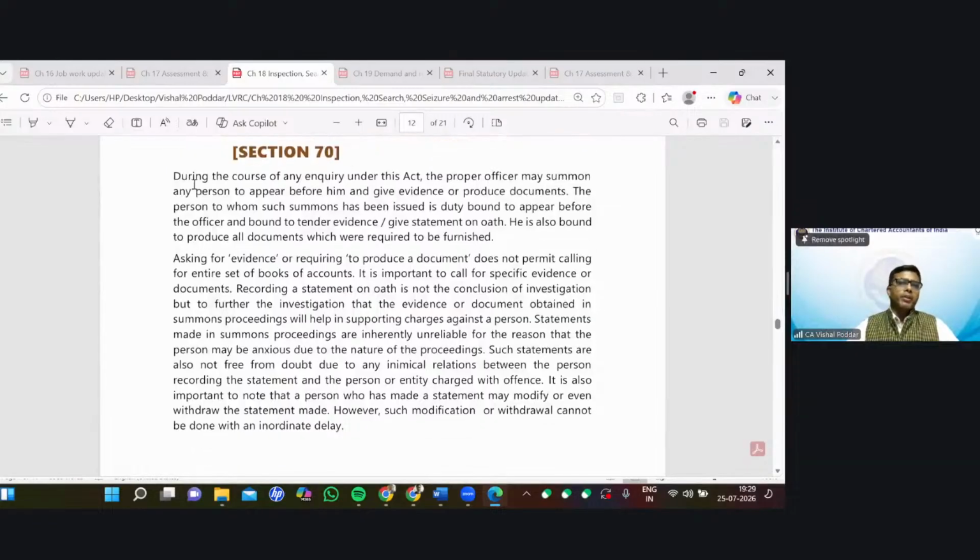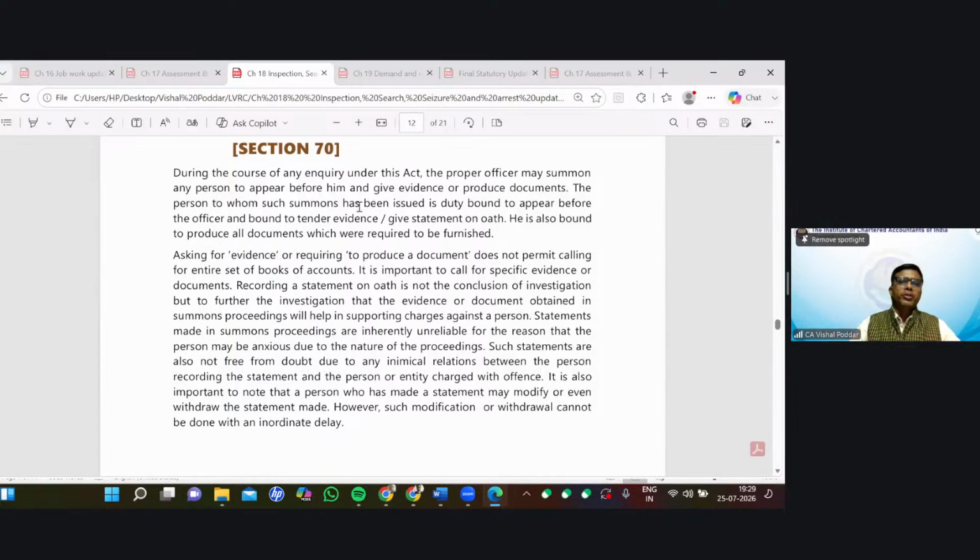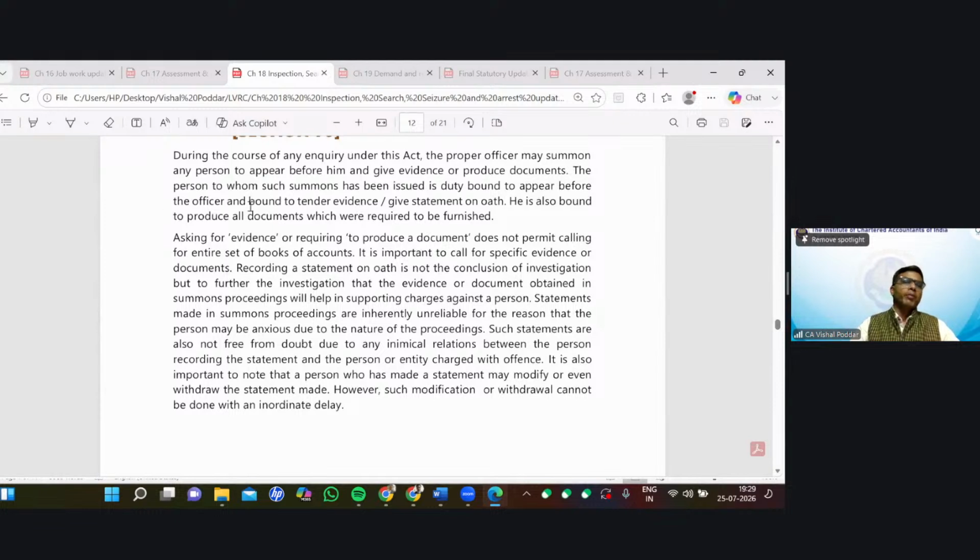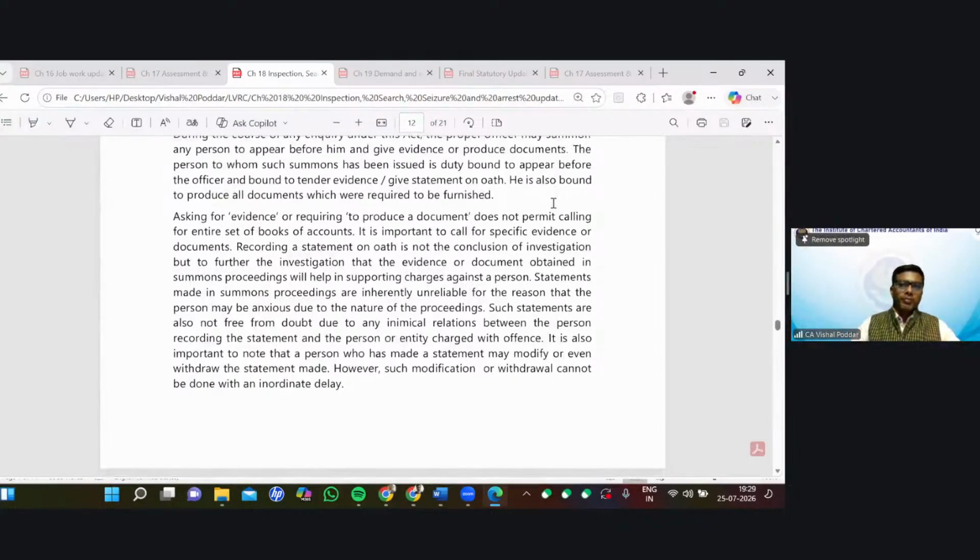Now, this may happen during the course of an inquiry. So when the department has gone for inquiry, at that time it may ask the person to give the statement. The person to whom the summons is issued is duty bound to appear before the officer and bound to provide the evidence and statement on oath. Further, the person is also bound to produce all documents which were required to be furnished.